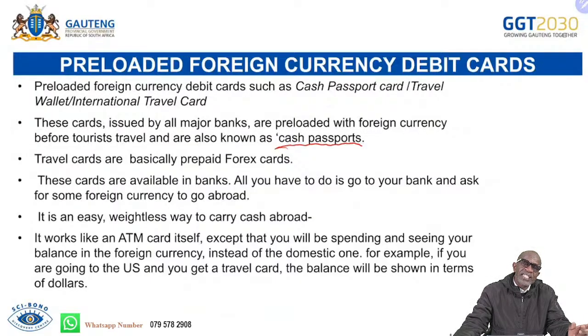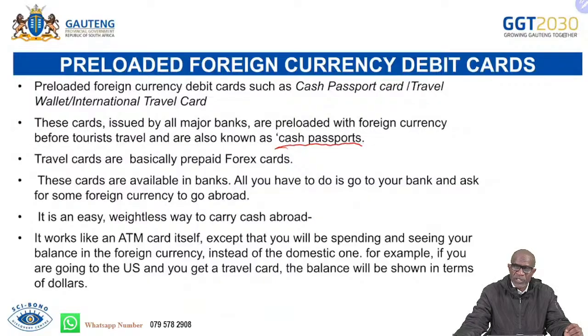So foreign exchange has already happened once issued. So you don't have to go to bureaus for exchange, because that card can work in the country of your destination. These cards are available in banks, as we have explained. All you have to do is to go to your bank and ask for some foreign currency to go abroad, and they will provide you with such a card. It is an easy, weightless way to carry cash abroad. So it is one of the best recommended methods to carry cash abroad.